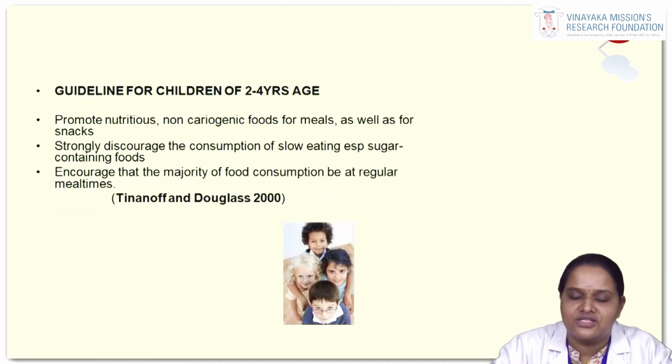of junk foods. For the age group of 2 to 4 years of age, promote a nutritious, non-cariogenic diet for meals as well as for the snacks. Strongly discourage the consumption of slow-eating, especially sugary or sweetened carbohydrate foods. Encourage the majority of food consumption at regular meal times and cut in-between meal snacks.